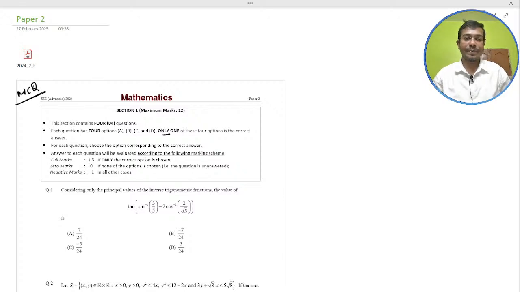Considering only the principal values of the inverse trigonometric functions, the value of tan of sine inverse 3 by 5 minus 2 cos inverse 2 by root 5 is what? Paper 2, first question, mathematics. Try yourself first.